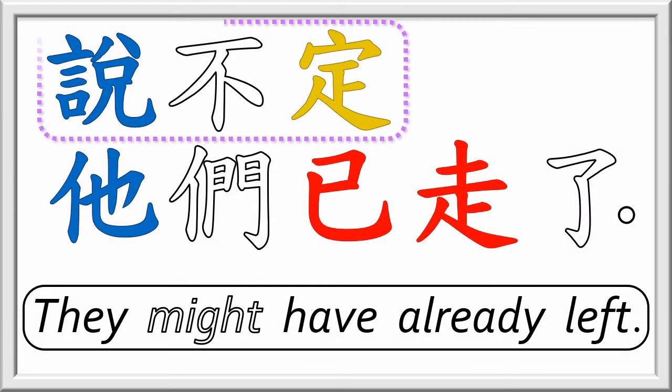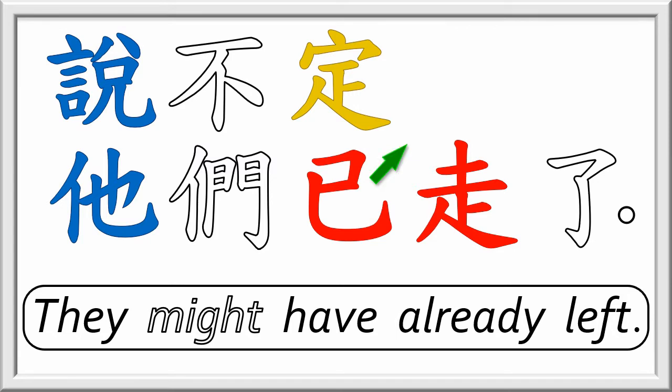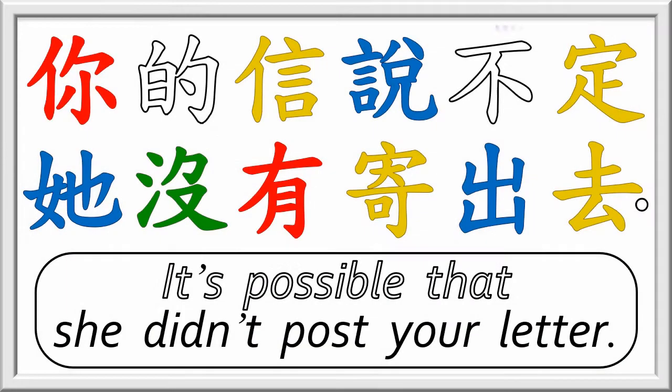说不定 is a slightly more elegant expression than 搞不好 that we learned in lesson 28. 说不定他们已走了. They might have already left. 你的信说不定他没有寄出去. It's possible that she didn't mail your letter.